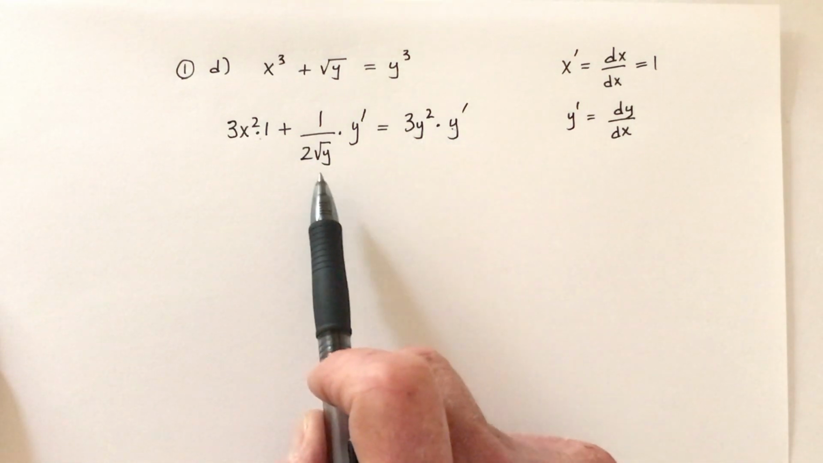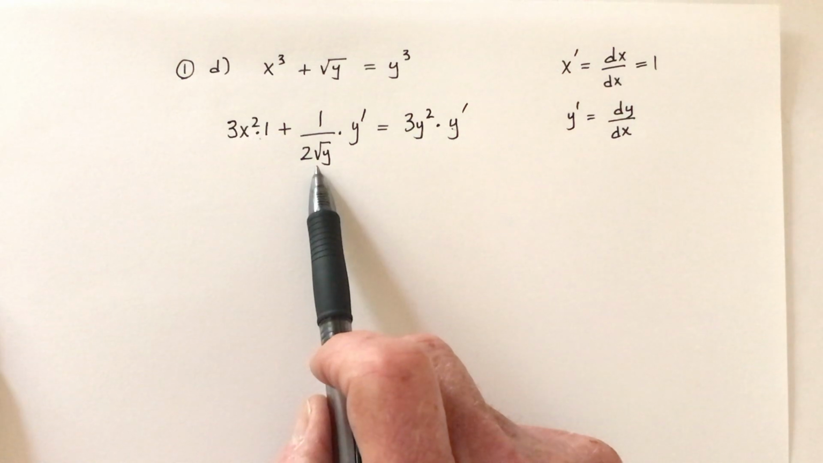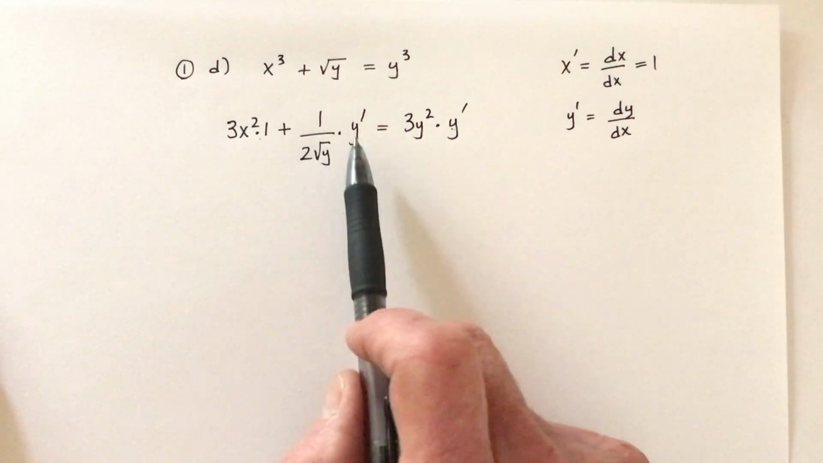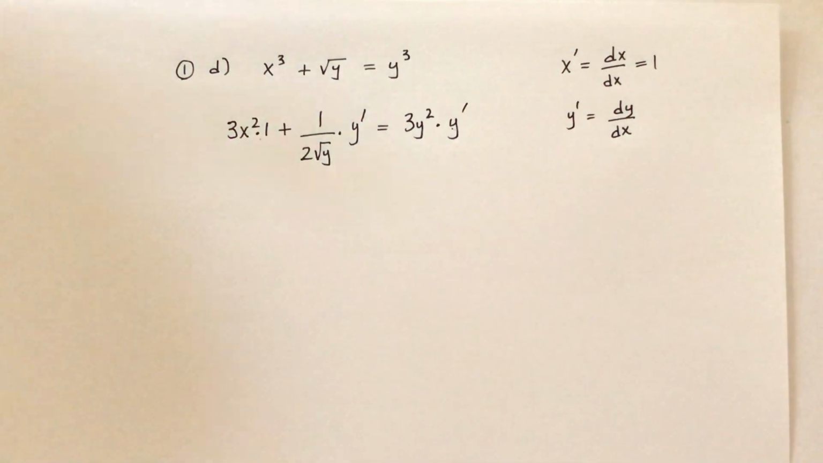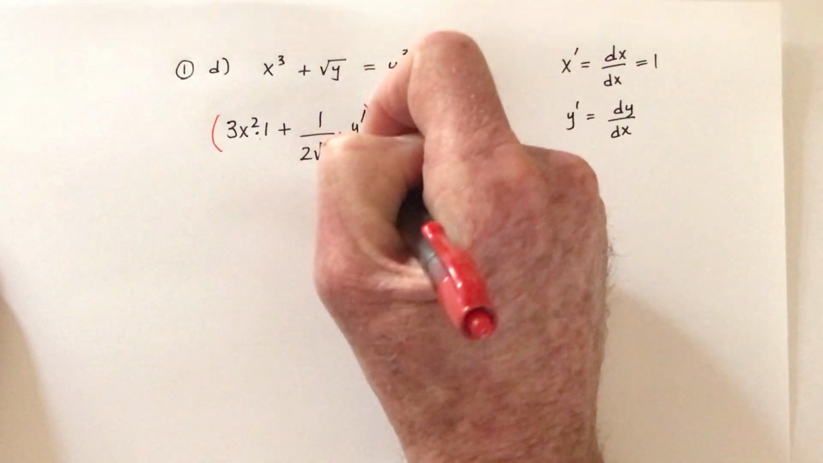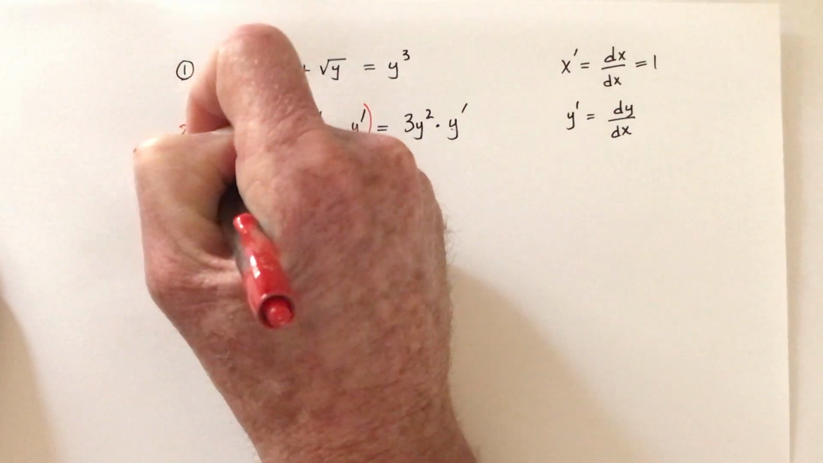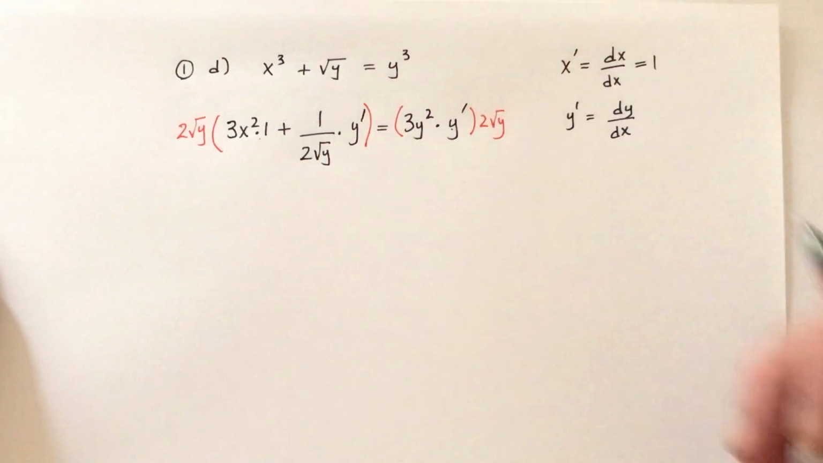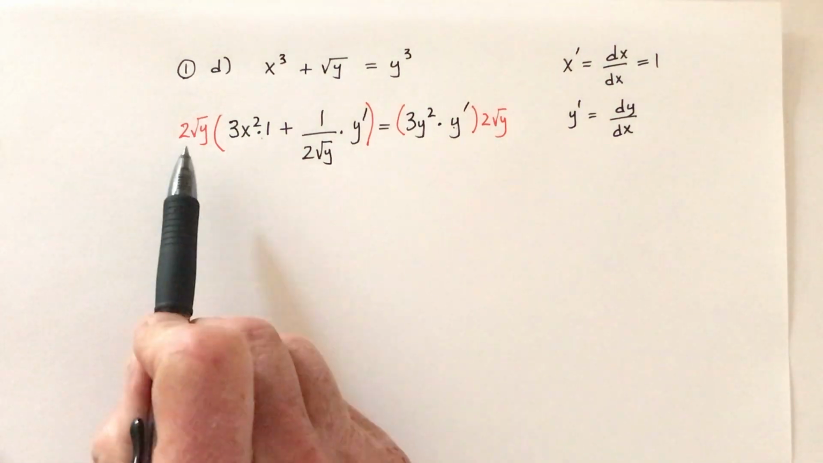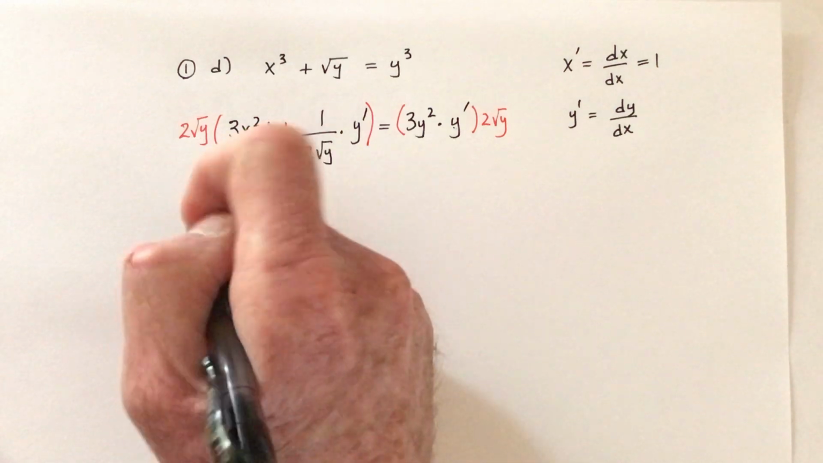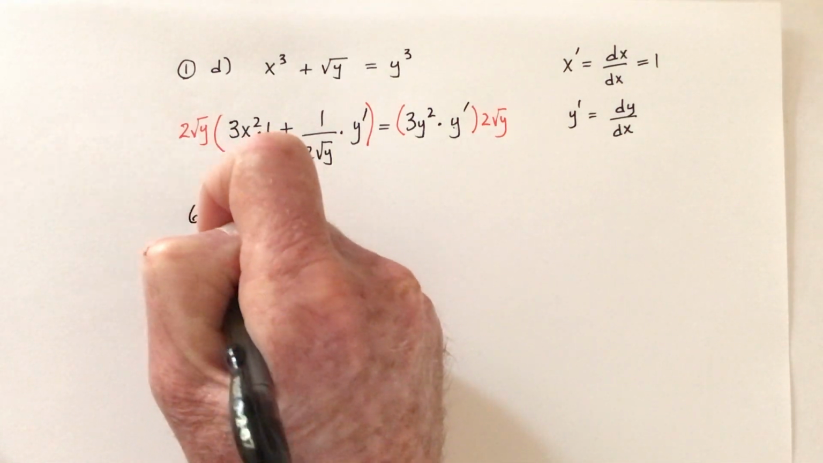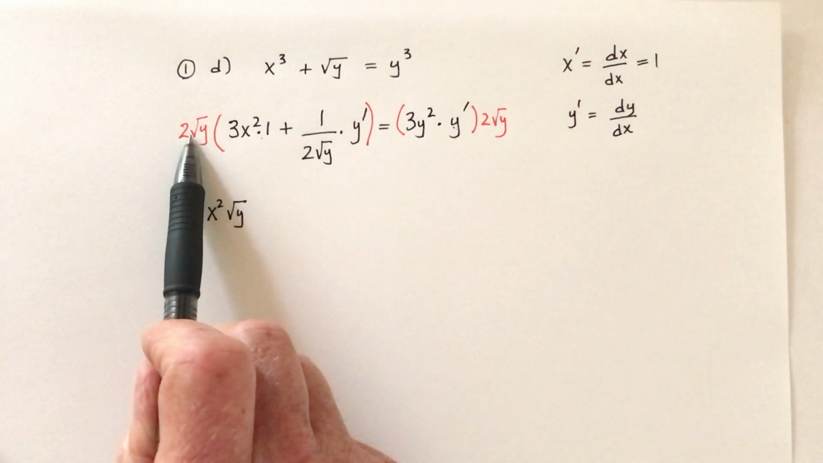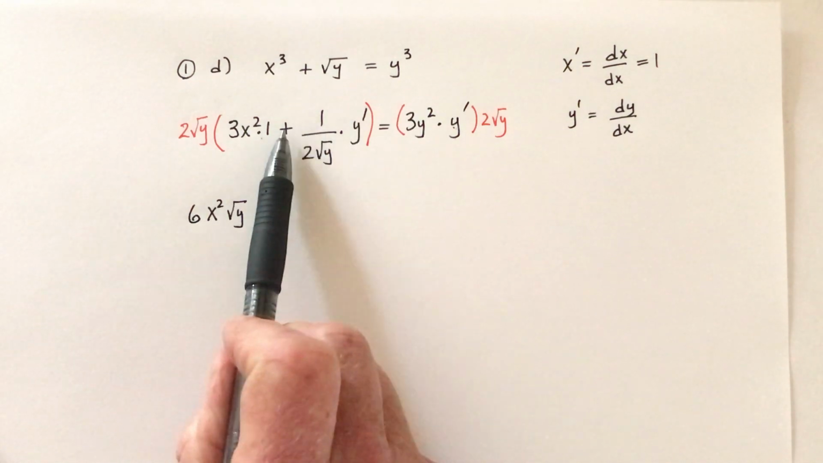Now, the only part that's sort of troubling me is that this is going to have a fraction. And if I factor and I start dividing, then I'm going to have fractions within fractions. So I would rather just get rid of this fraction right now. So multiply by 2 square root of y on both sides. Perfectly legal algebra. So when I distribute this, there's going to be a 6, there's going to be an x squared, and there's going to be a square root of y. When I distribute this to this one, they're going to cancel. All it's going to leave is plus y prime.